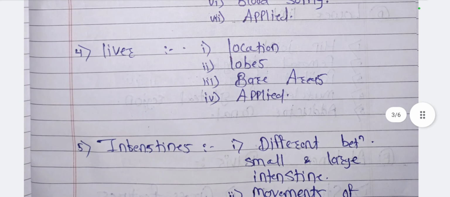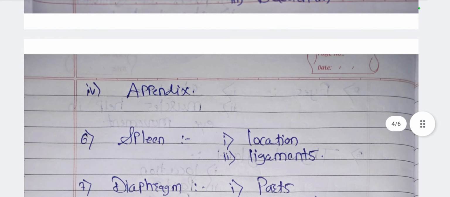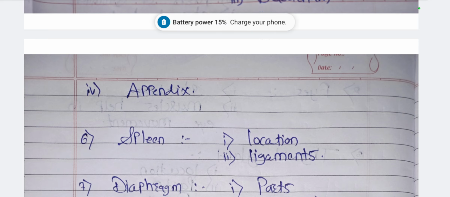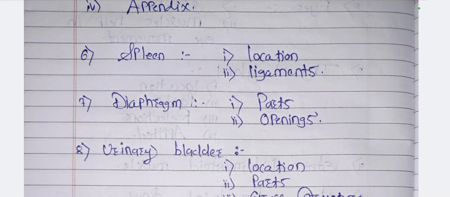Fourth one is liver, its location, its lobes, bare areas and applied anatomy. Then intestine, difference between the large intestine and small intestine, then movements of the intestine and duodenum in detail. Then appendix shape and location. Then another one is the spleen, its location and ligaments are important. Then diaphragm, its parts, its central tendon and its openings, how many openings the diaphragm has.